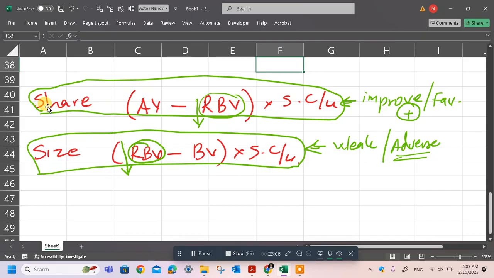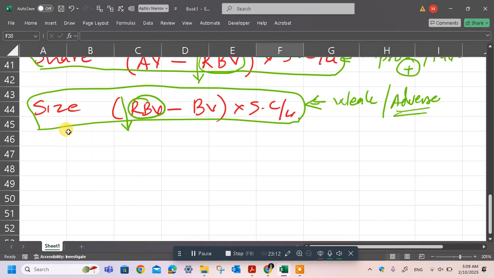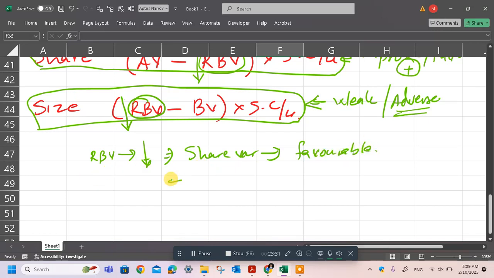Do you understand? So, this is what we have to explain here. What are we going to say? I will give it in bullet points, but you have to write it in paragraphs. By changing the revised budgeted volume, by giving it as a lower value, market share variance will become favorable, further favorable. This will give market size variance adverse. It will increase the adverse market size variance.